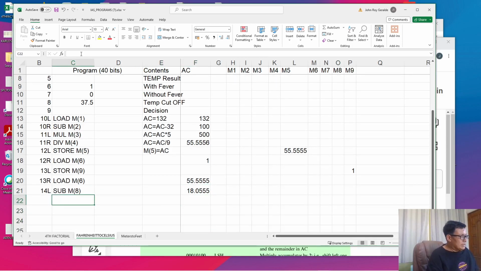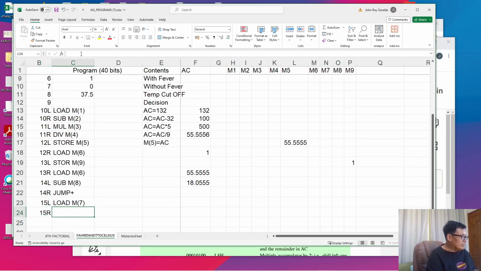And then we will do a jump plus. If it's positive, our decision is correct. So in 14R, we'll jump to a halt. We do not know the address yet, so we'll just leave it as jump plus. In 15L, we are going to change our decision from 1 to 0. So we are going to load M7, and in 15R, we are going to store M7 to our final decision M9.